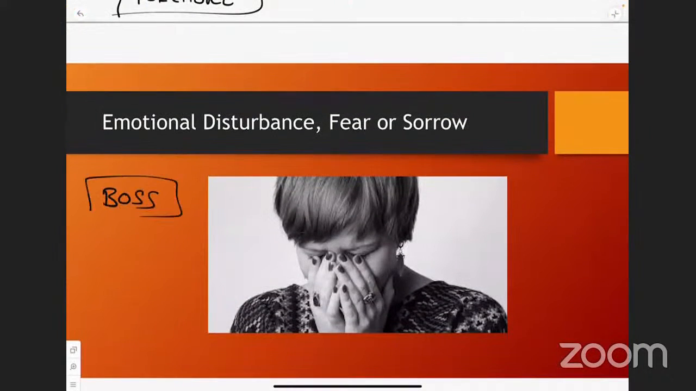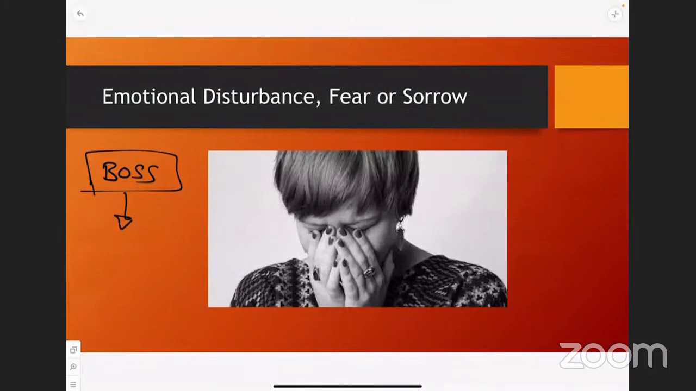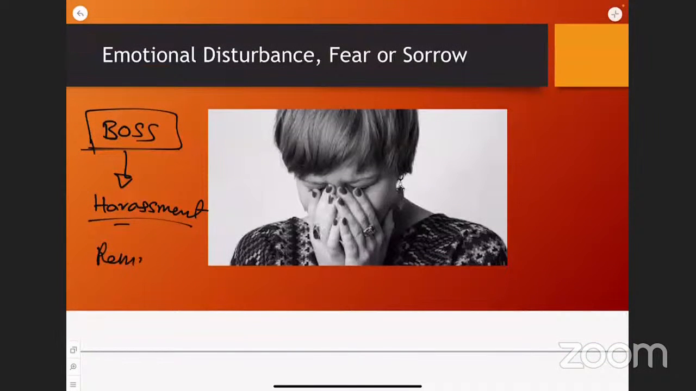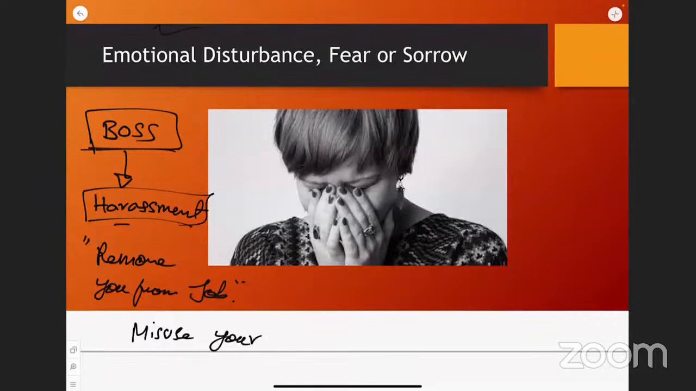For example, there could be a boss who is emotionally harassing an employee. So he'll say, if you don't do the job the way I tell you, I'm going to remove you from the job. And suppose there is a lot of need for you to continue the job, then it will be a huge problem. So harassment. So emotional disturbance. If people misuse their position and they harass you, harassment can be anything. It could be fear, it could be threatening, it could be abuse, it could be scolding, or it could be even against women. That is what we call sexual harassment of women.